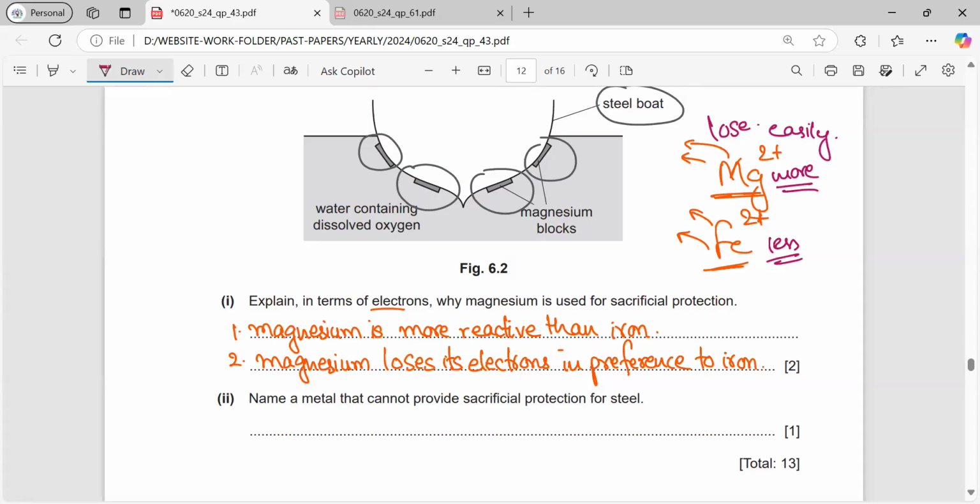Name a metal that cannot provide sacrificial protection for steel. So, any metal which has lower reactivity than iron. Because in sacrificial protection, only the more reactive metals can be used. So here we can write copper or silver, or you can even write gold because they all have less reactivity than iron.